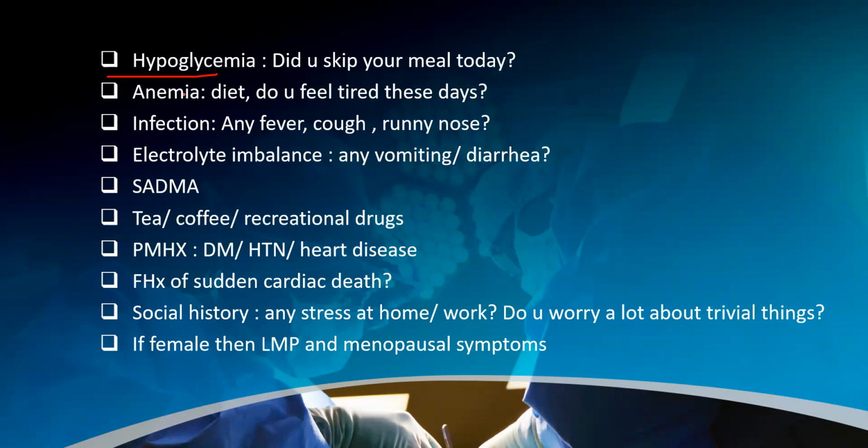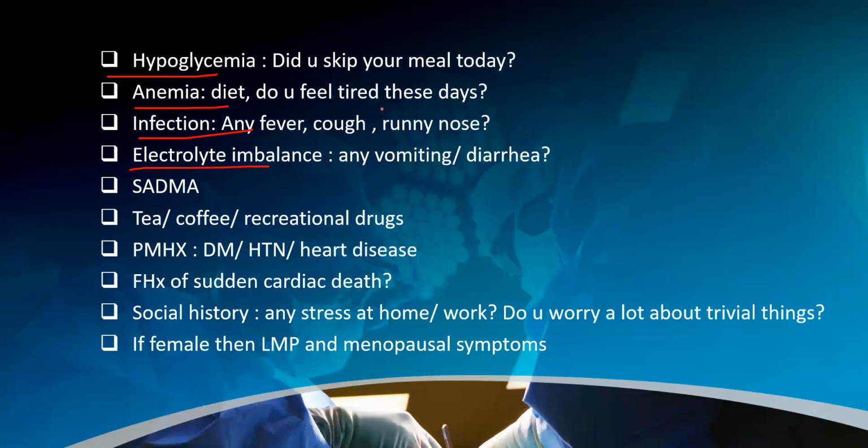Hyperthyroid, pheochromocytoma, and hypoglycemia. The next question is electrolyte abnormality. So you can ask here about any vomiting or diarrhea recently. Sometimes infection can cause tachycardia, like if you are having fever or septicemia, that can also cause palpitation. So you can ask them about any fever, cough, runny nose. Then there is anemia. For anemia, you just ask, do you feel tired or fatigued these days?